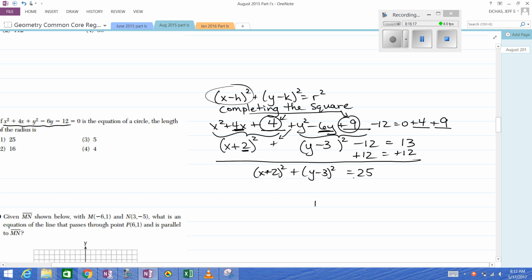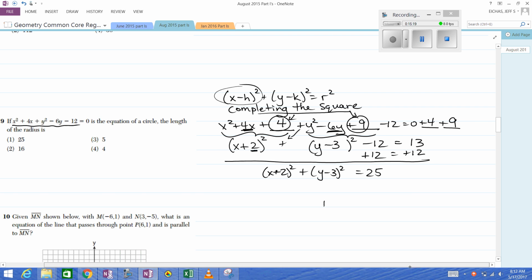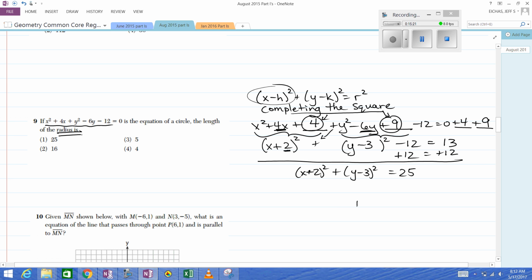All right, now we just want the radius. Well, this is the radius squared. So we square root both sides to get rid of that, and we get r is 5. All right, we're getting there.